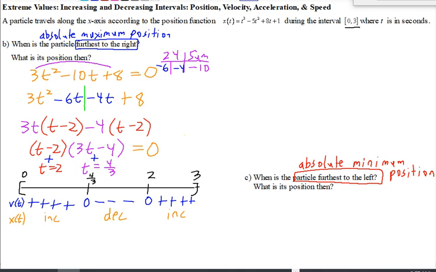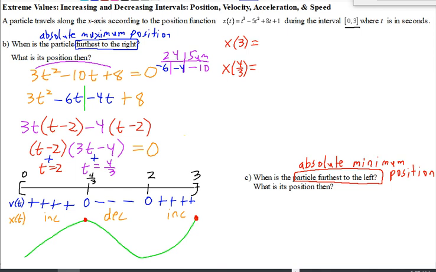So we know it increases until 4/3, then decreases until 2, then increases until 3. Just a sketch so you can tell the absolute maximum. It could either be at this relative maximum at 4/3, or it could be at the endpoint of 3. Those are our two possibilities. So to figure out which one it is, you just have to plug them in one at a time and figure out what x of 3 is and what x of 4/3 is, and see which one is larger.